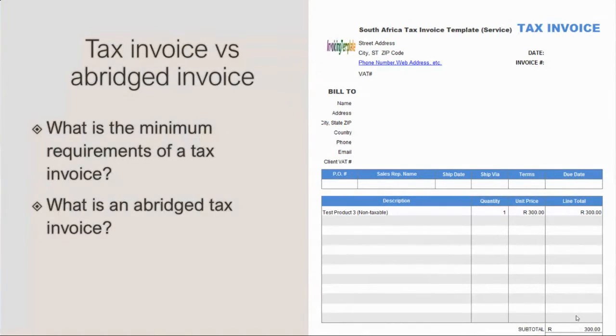When do we issue, or when can we use an abridged tax invoice when we're claiming our input VAT? When will SARS allow it? So I'm just going to repeat the question. When will SARS allow us to use an abridged tax invoice when we claim the input VAT?